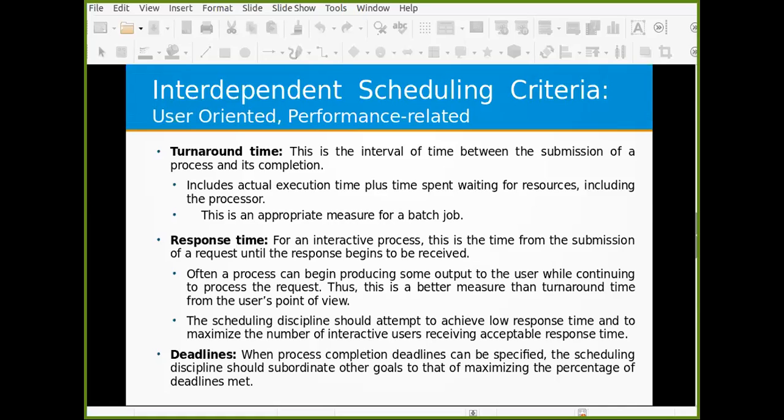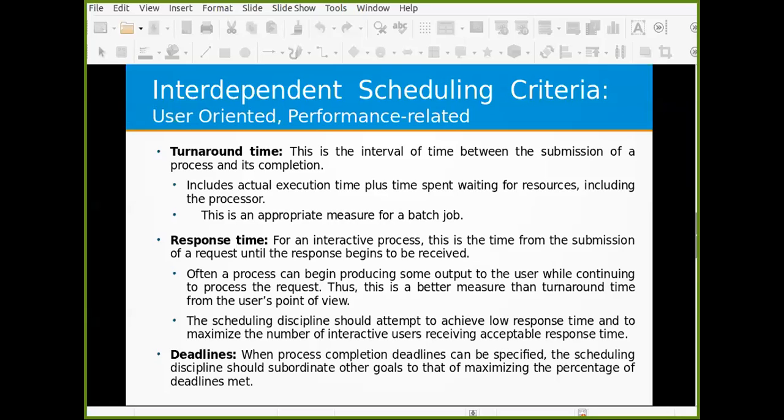One is turnaround time. This is the interval of time between the submission of a process and its completion. The process is created or submitted in the system, and then it's completed. That elapsed time is turnaround time. So it includes actual execution time plus time spent waiting for resources, including the processor.